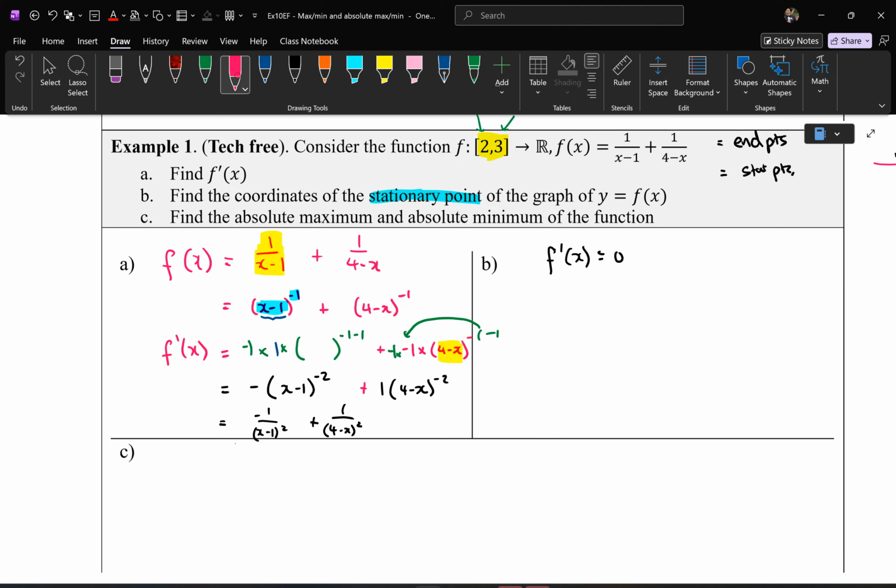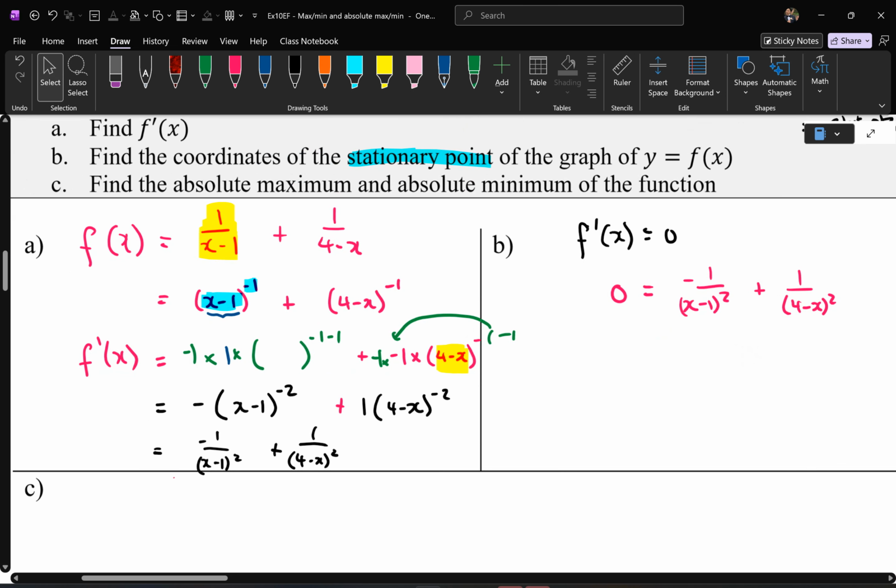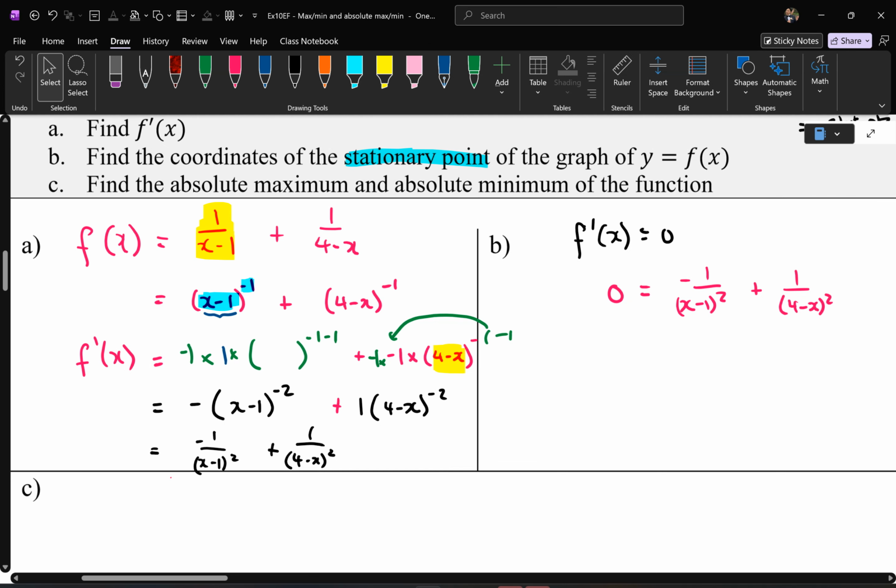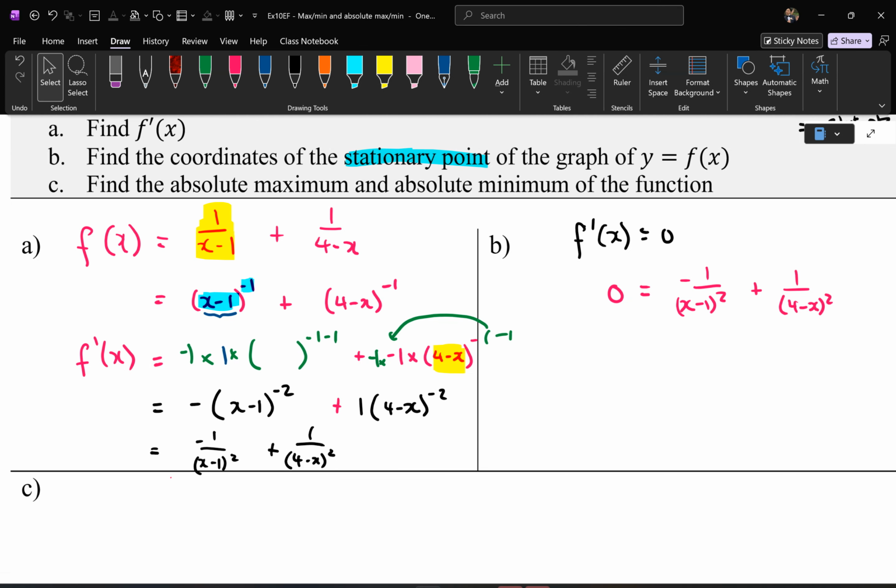So you're now trying to solve 0 is equal to negative 1 over x minus 1 squared plus 1 over 4 minus x all squared. How do you solve this now? Because you're trying to solve for x. If you can find x, that means you can find the stationary points or the x coordinate of it. How do you solve this scenario? Can I please have, let's go with Adonis now. This scenario, what are you going to do to solve for x?